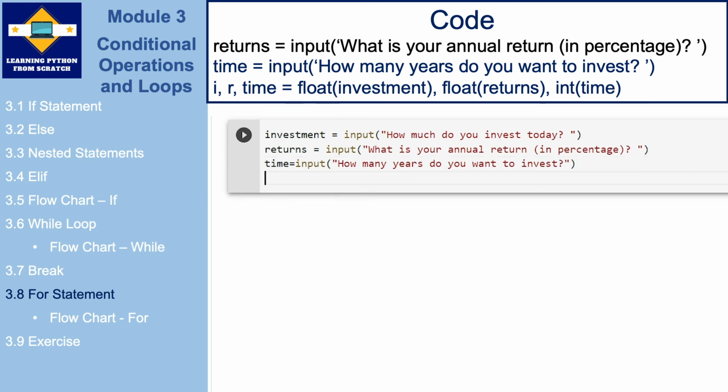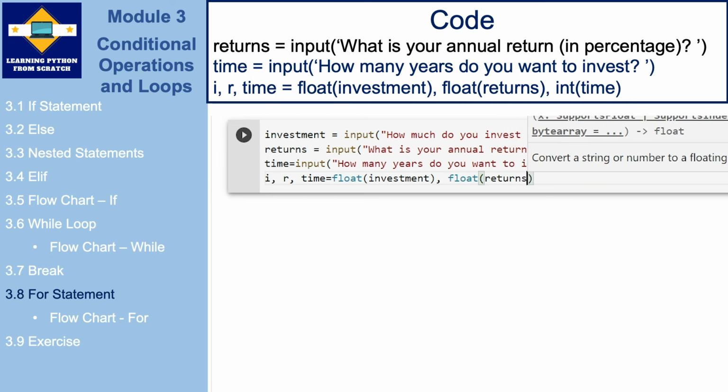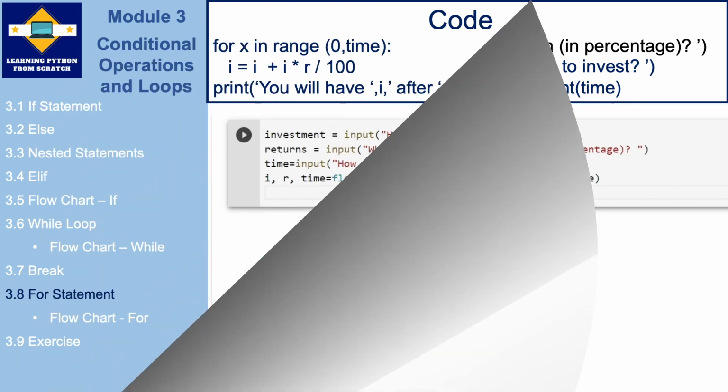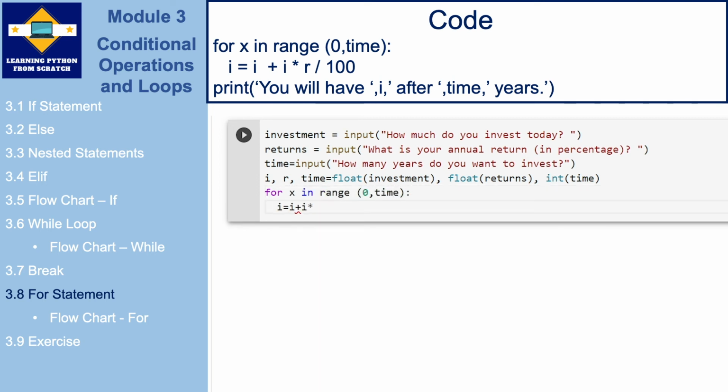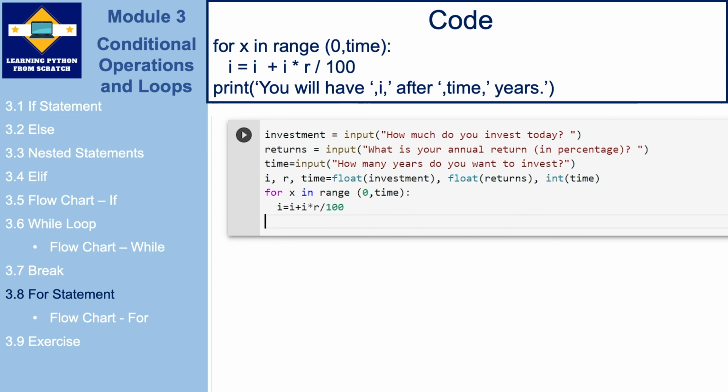As we mentioned earlier, the number in range has to be an integer, so we convert the string of the time into an integer. We use for statement to keep calculating the amount each year in the time range the user specifies. And then we would like to let the user know how much he or she will have after the specified years.